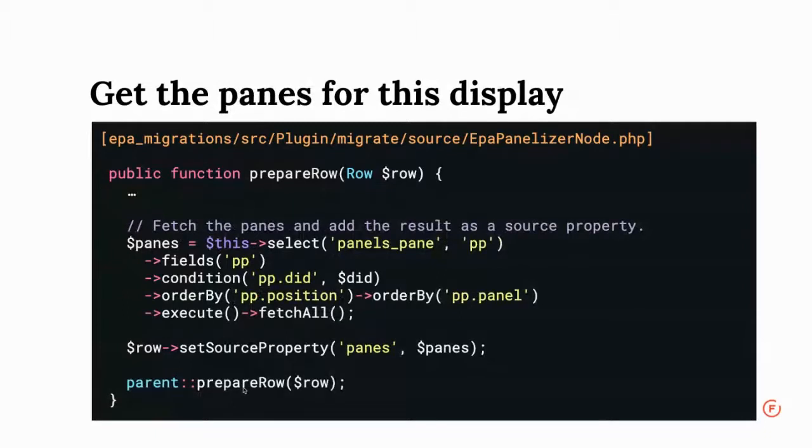All right, so the last thing we need to do in our prepareRow is actually fetch the panes. So we need to query the panels pane table, and we're going to basically just get all the fields that exist in panels pane, and we're going to only get the panes for this display ID. And then we're going to order them in a specific way, and then we're going to store those panes as a source property on the row. And essentially what storing these as a source property on the row does is it allows us to have this panes source value in our configuration, and then also in the transformation, we could load any property from a row that we wanted to.